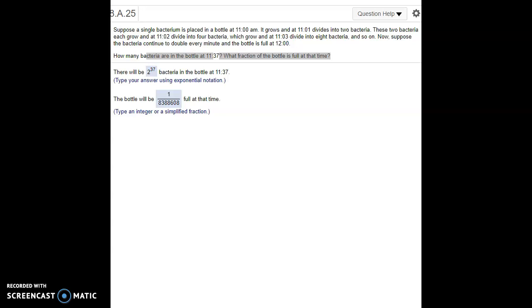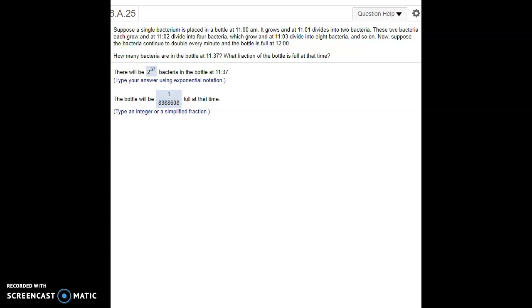All right, so here's the question here. This is from 8A. It says, suppose a single bacterium is placed in a bottle at 11 a.m. and it grows, and at 11:01 divides into two bacteria. These two bacteria each grow, and at 11:02 divide into four bacteria, which grow, and at 11:03 divide into 8 bacteria, and so on. Now suppose the bacteria continue to double every minute, and the bottle is full at noon, at 12 p.m. How many bacteria are in the bottle at 11:37, and what fraction of the bottle is full at that time?